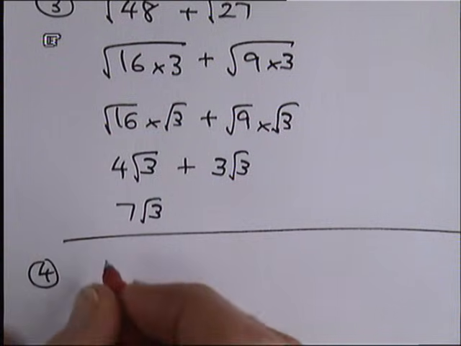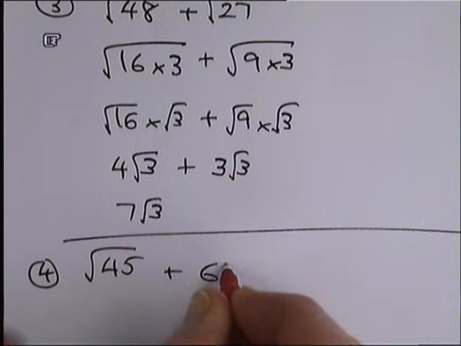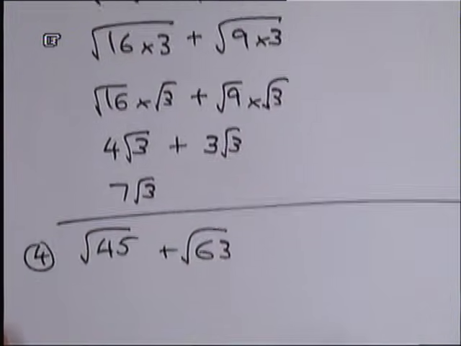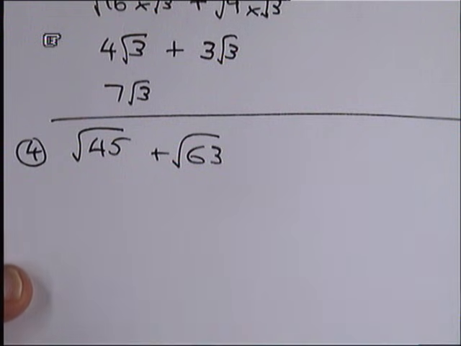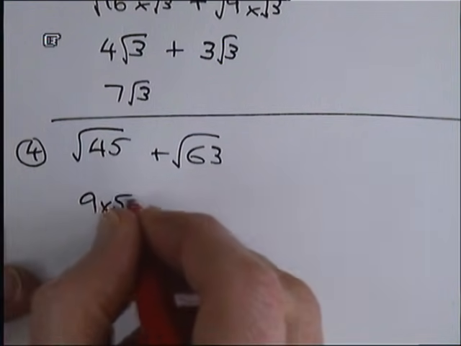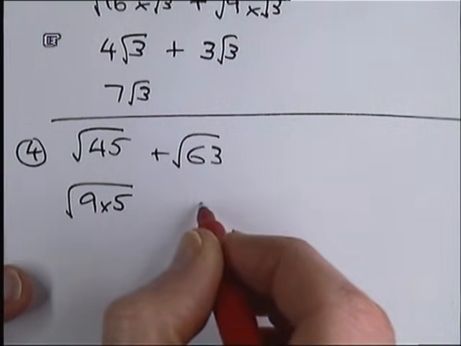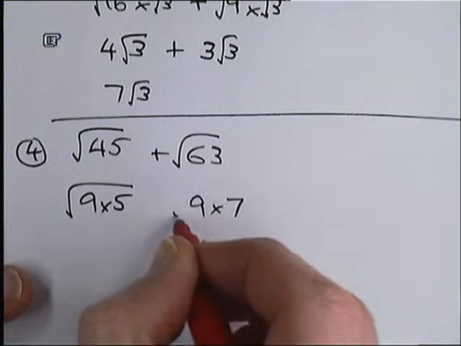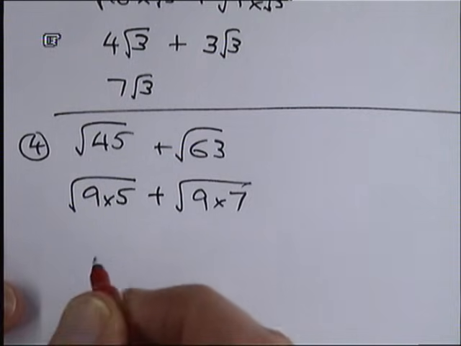If we look at another example, we'll look at root 45 plus root 63. We'll start off by doing the same thing. Try and spot what numbers go into 45. What can we get two numbers to multiply together to get 45, with one of them a square number. 45 is 9 times 5. 9 is a square number, so that will be helpful. 63 is 9 times 7. 9 is a square number, that will be useful, and we're adding those together.